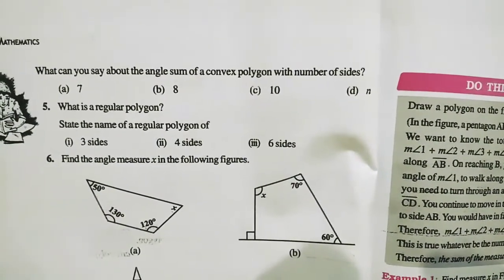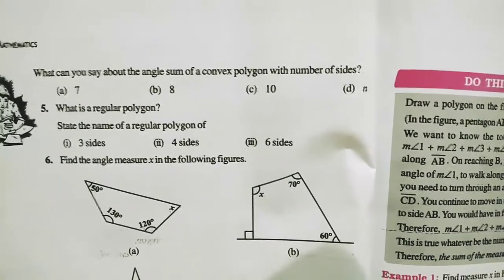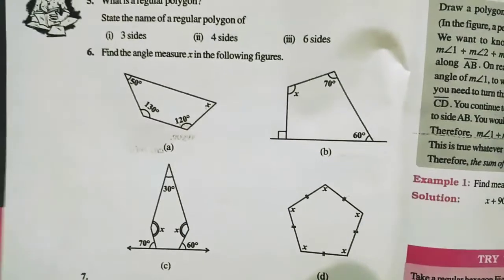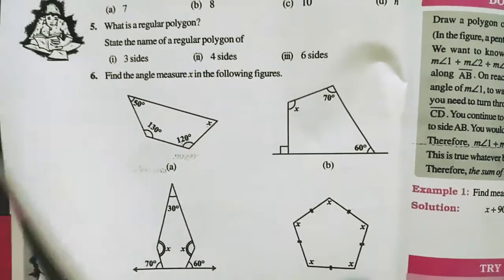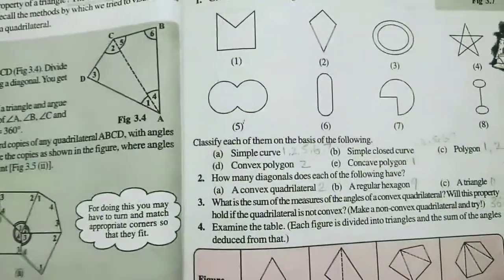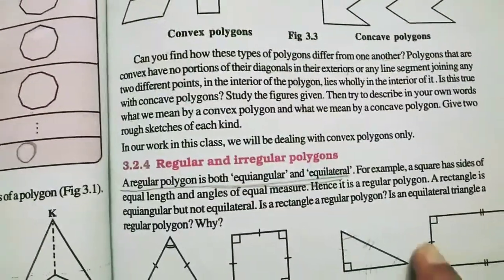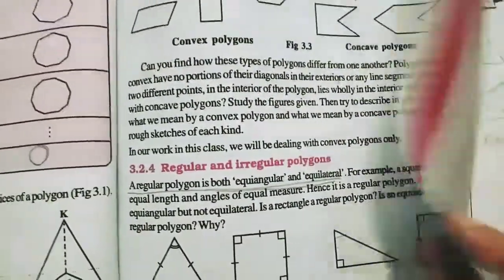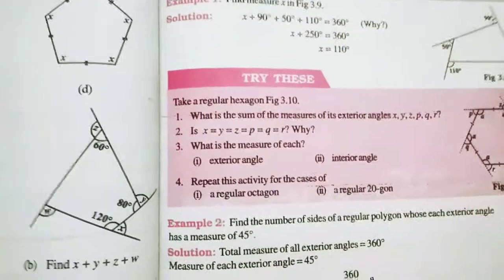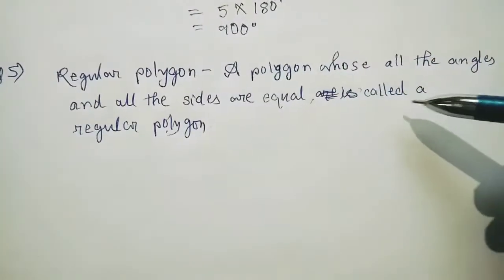Now number 5, what is a regular polygon? You have to write the definition. A regular polygon is what I explained to you yesterday. That means a polygon whose all the angles are equal and all the sides are equal is called a regular polygon. So you have to write this: a regular polygon is a polygon whose all the angles and all the sides are equal.